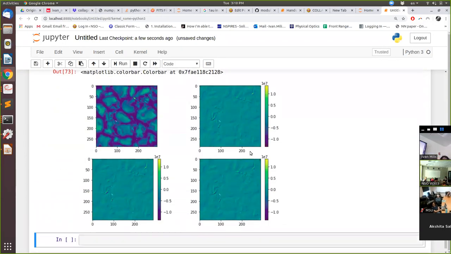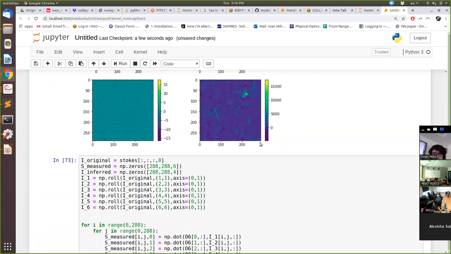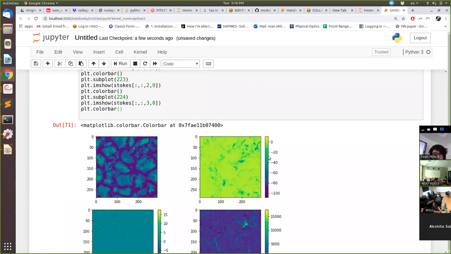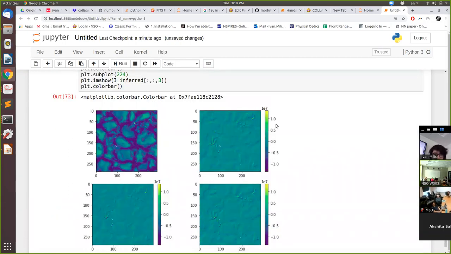Hooray! Okay, so what you see here is something that doesn't look at all like the Stokes parameters that you have seen before. And actually, the magnitude here is really, really big. It's a big part of the Stokes I size. So remember what the Stokes I size was? It was 3 times 10 to the 7. Now this is of the order of 1 times 10 to the 7. Probably we shifted the image too much, or we should scale things somehow.